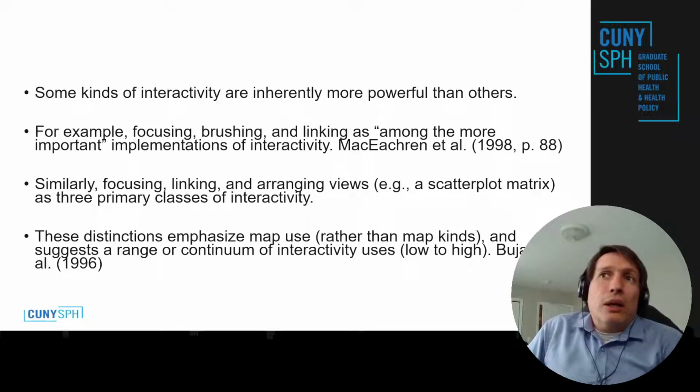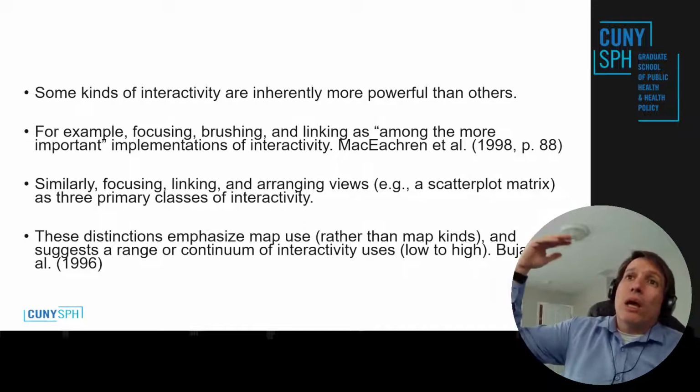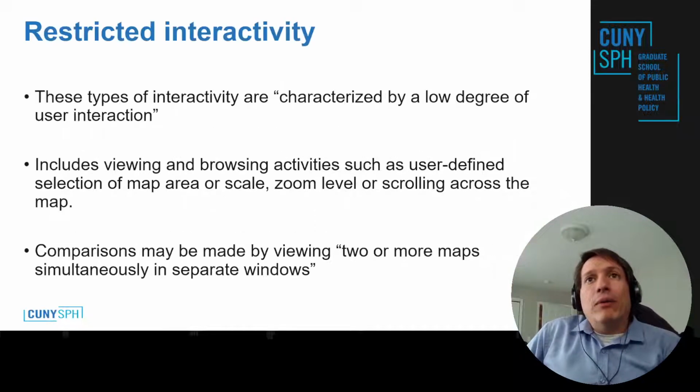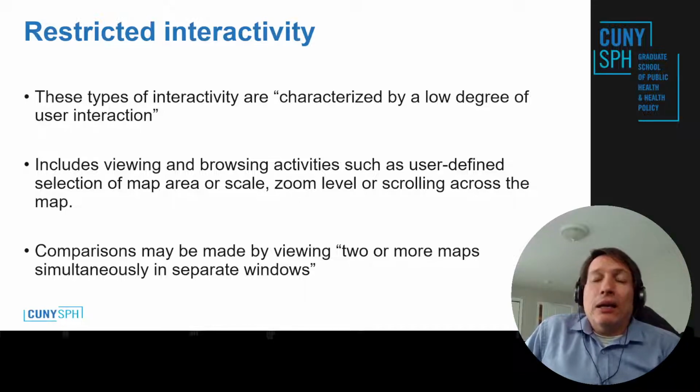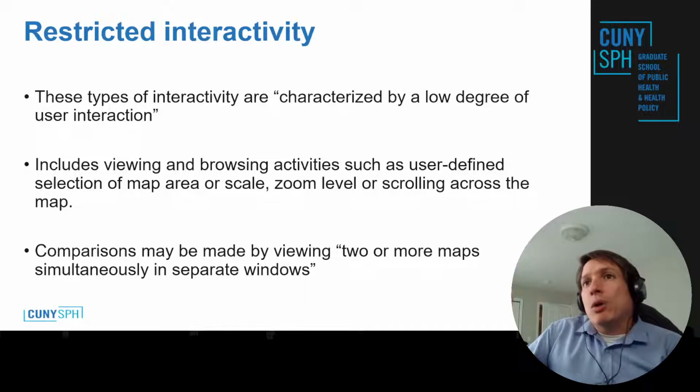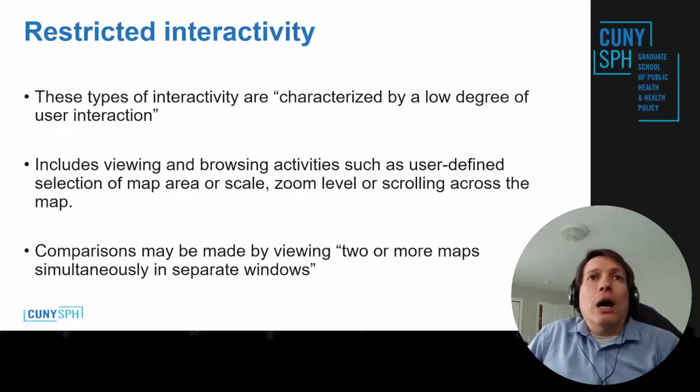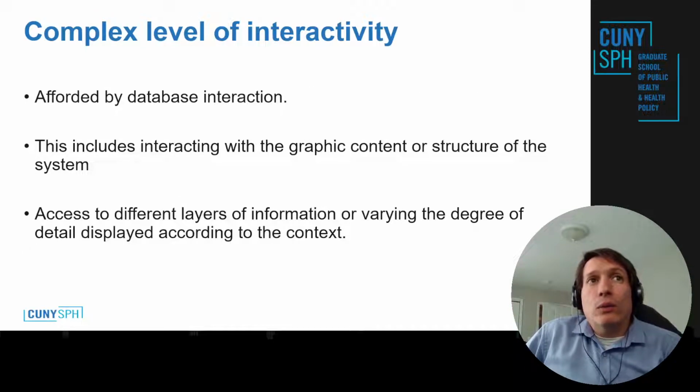Then, as we said, some interactivities are stronger than others, and we have already presented different types of them. We can have restricted interactivity in geovisualization, which is basically viewing, browsing, and selecting some map areas, some level of zoom, or scrolling around the map. This is the basic level of interactivity, or restricted or low interactivity, and it's in the domain of the representation, where we are interacting with the representation.